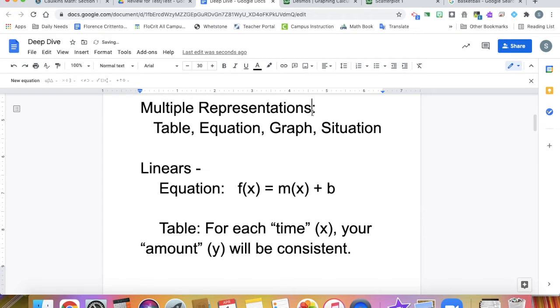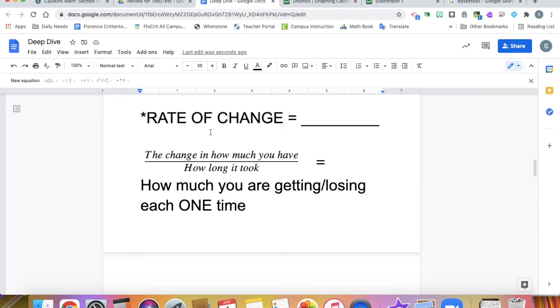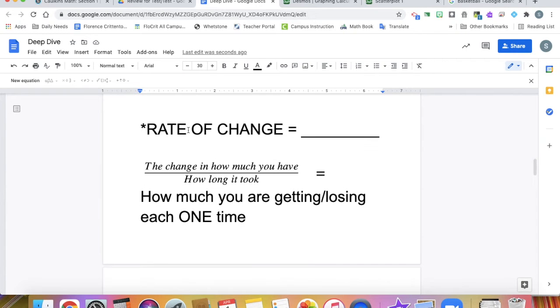However, in the future, you're going to learn how to do this for all types of equations out there, for circles and all the other ones you don't even know about yet. So let's talk more about linear specifically. With linears, they have a consistent rate of change. And so rate just means how much, and then of change is like how much you're changing by. So another word for your rate of change is slope. So on the test, if they ever say what is the rate of change, what they're asking is what is the slope.